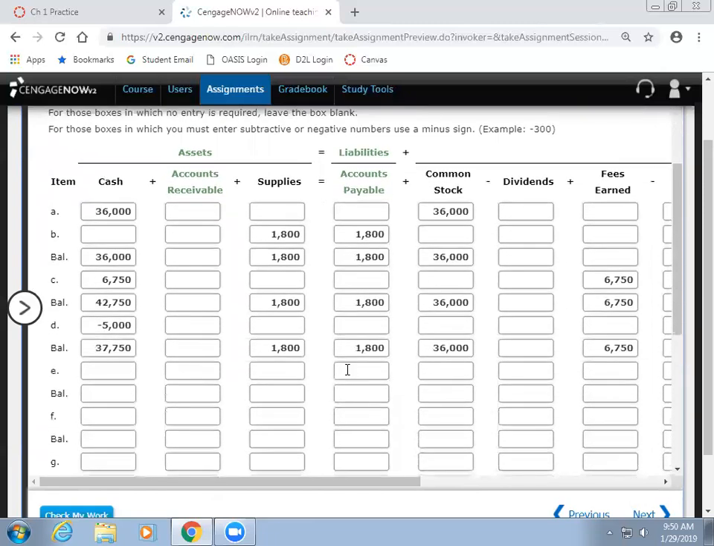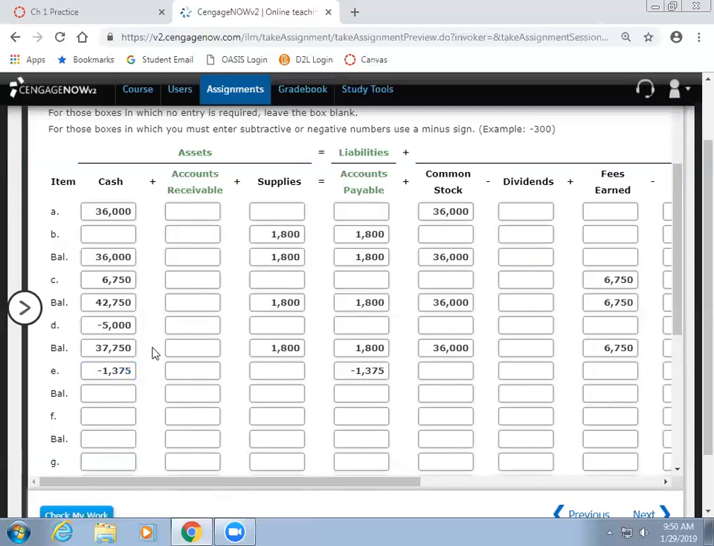Accounts payable is doing what? What's happening to accounts payable? It's decreasing, right? Because we're paying towards our bill. So I'm going to put a negative 1,375 under accounts payable, because we're paying towards our bill. So nothing's actually happening to the supplies themselves. We still have them, but we're making a payment. So that's also decreasing cash.